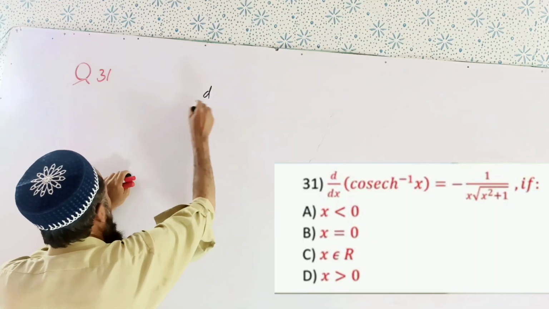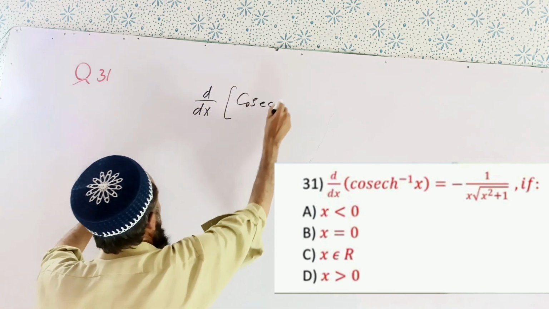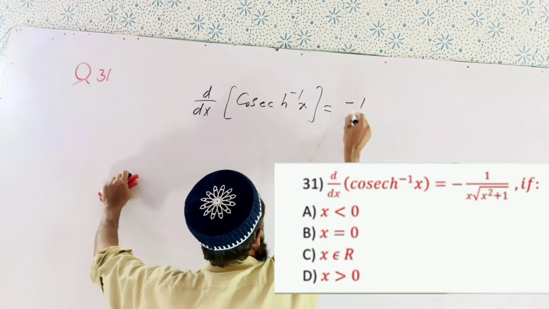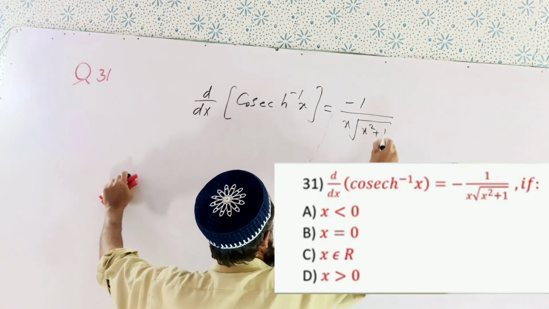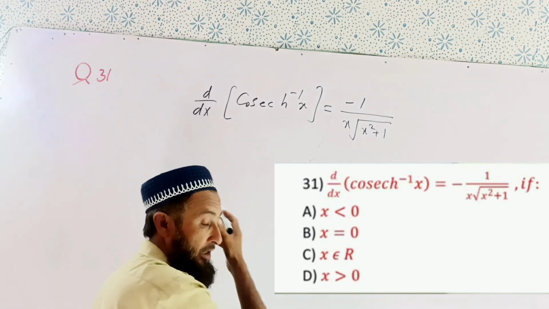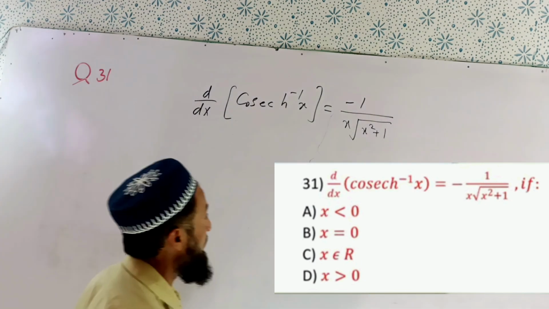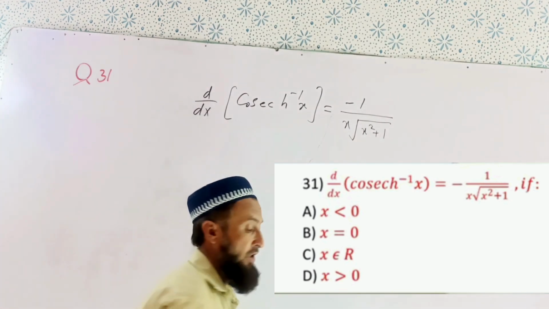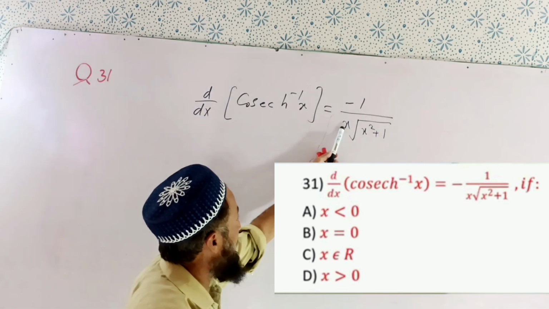The derivative of cosecant hyperbolic inverse x is equal to minus 1 divided by x square plus 1. Which condition is satisfying here? Look here, the first condition is given that x less than 0. So this will not give the actual result. So give x is equal to 0.